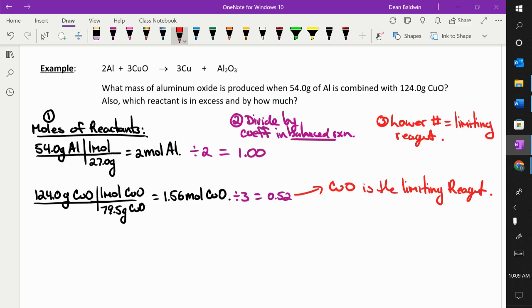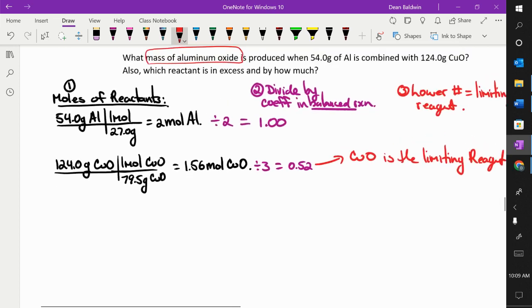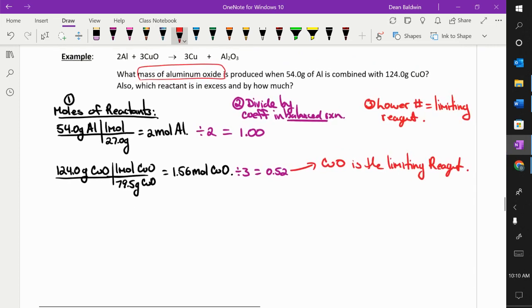Okay, so now the rest of the question is, so that's just figuring out the limiting reagent. Now we have to figure out how much aluminum oxide we're going to produce. So now it's just a stoich problem, because the first step is to figure out which one's going to run out. So if I want to figure out how much aluminum oxide is produced, I take my limiting reagent. We've already converted it to moles, so that's the number you want to use.